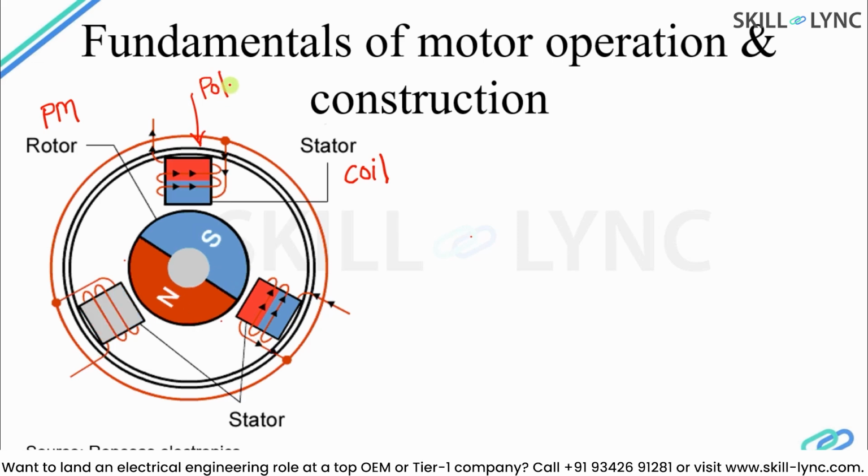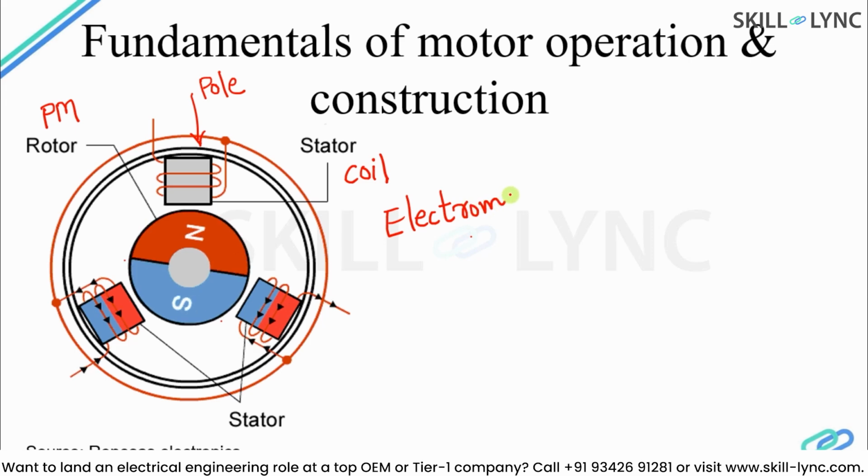How is the stator pole created? Basically this stator pole is an electromagnet. What is an electromagnet? An electromagnet is a material which, whenever excited through electrical current, produces a magnetic field. So these electromagnets are going to produce the required magnetic field.